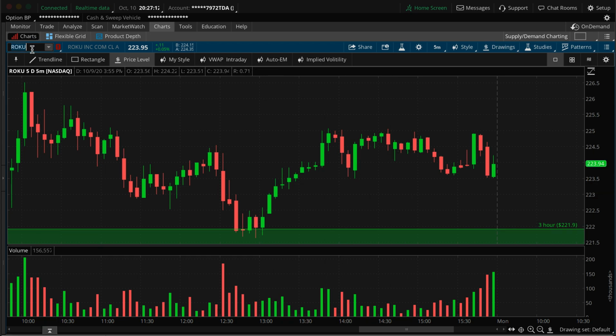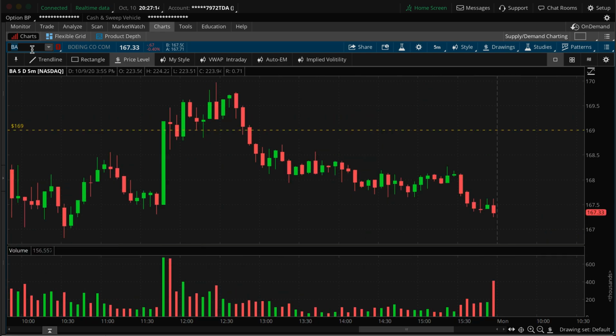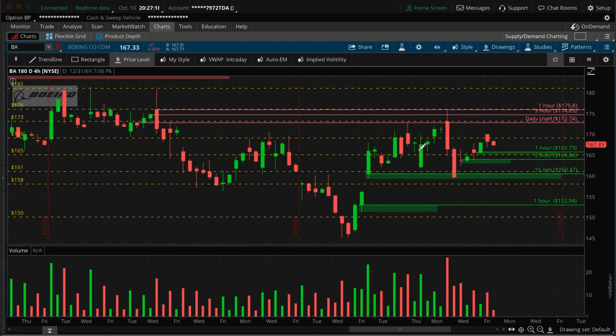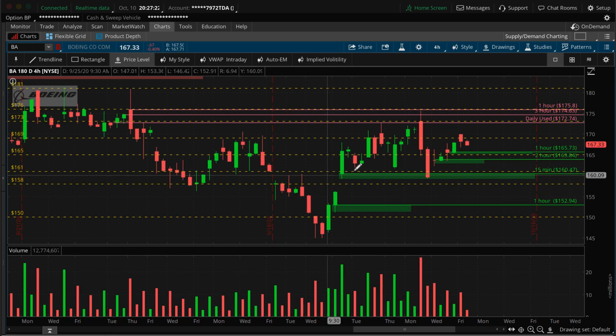So for another example, we'll look at Boeing. So if we look at, I believe, this was the big news. So there's a lot of demand or supply zones up here that we've hit, and each time we've hit, we've dropped from these. They have stacked demand zones, daily, 3 hour, 1 hour.